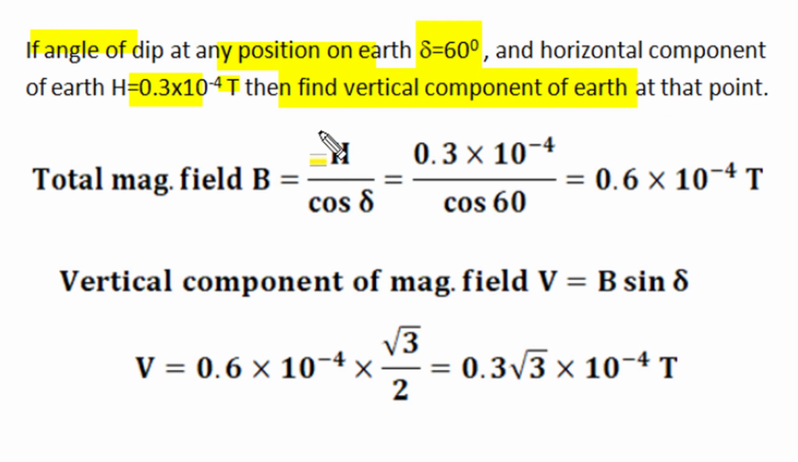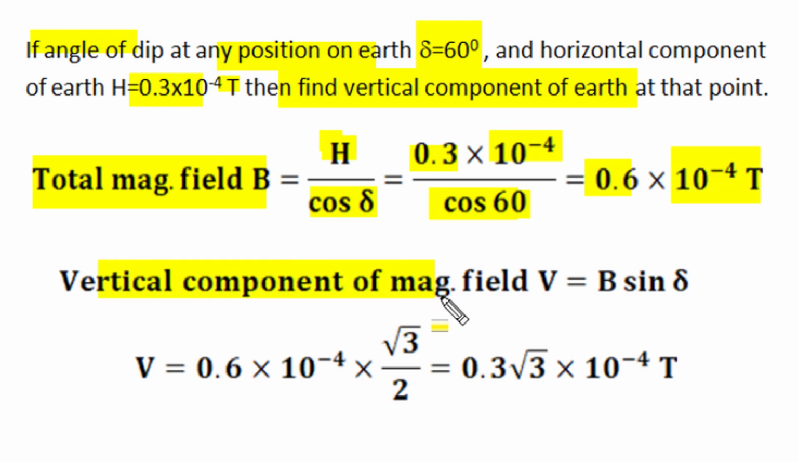We know the horizontal component of Earth's magnetic field is B times cos delta, where delta is the angle of dip. So the total magnetic field can be obtained as the ratio of the horizontal component and cos delta. The angle of dip is 60 degrees, cos 60 is half, and when the horizontal component 0.3 × 10⁻⁴ Tesla is divided by half, the total magnetic field of Earth at that position becomes double, 0.6 × 10⁻⁴ Tesla.